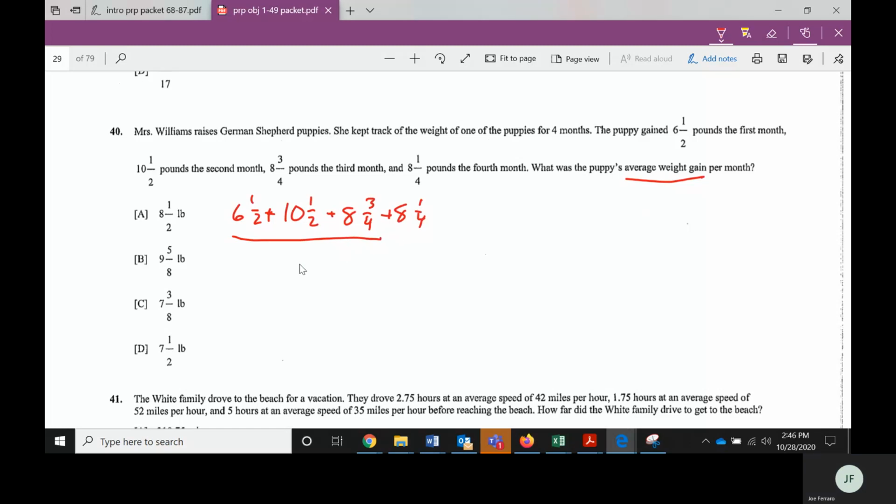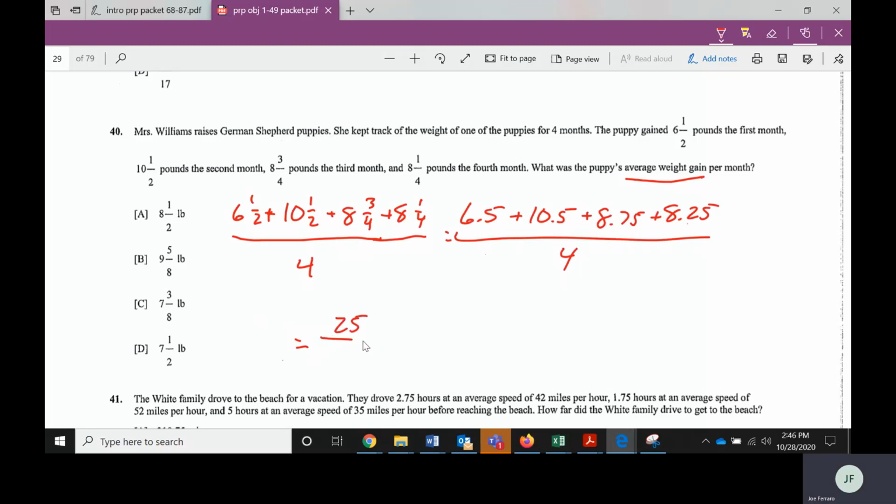And then we have to divide that by 4. So these are pretty easy decimals. 6.5 is 6.5. 10.5 is 10.5. 8 3/4 is 8.75. 8 1/4 is 8.25. Divided by 4. So 6.5 plus 10.5 plus 8.75 plus 8.25. You add those all up, equals 25. Divide by 4, that's 4 different months.